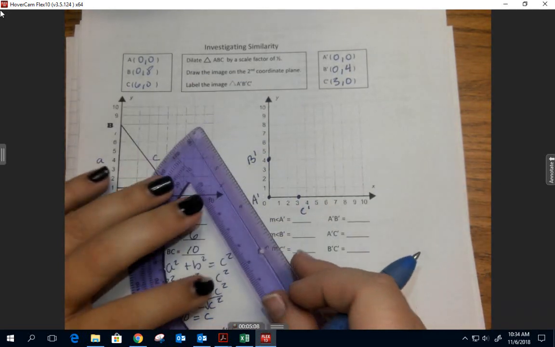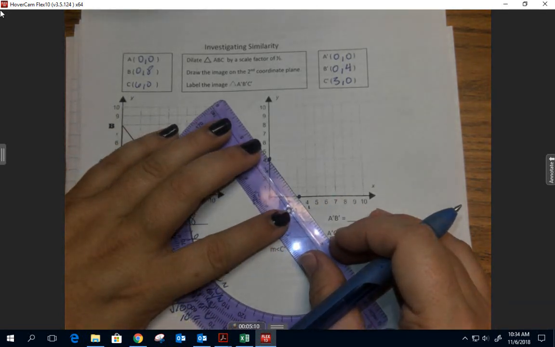Really, the only 2 points I have to connect are B and C, and I'm going to use a straight edge for that.